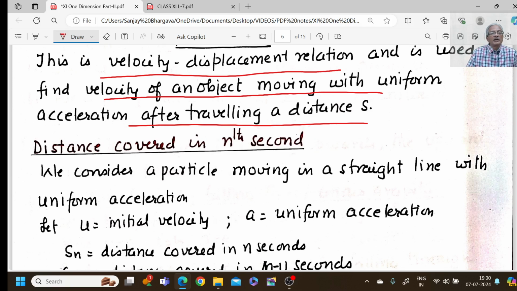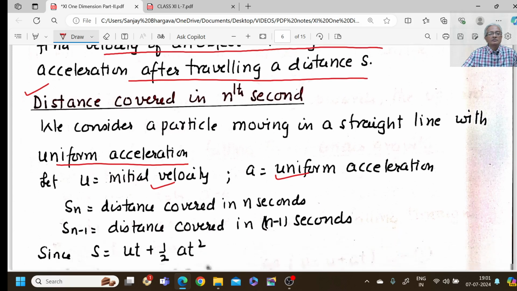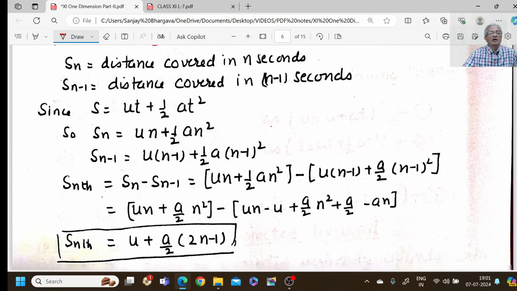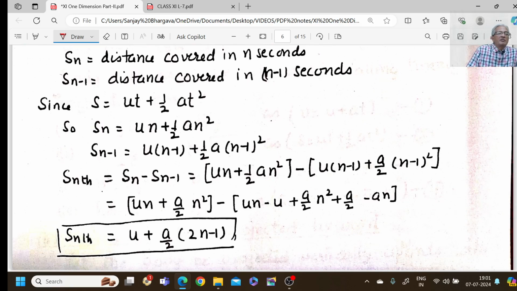Now another important relation is distance covered in nth second. Like we are faced with a question, what is the total distance traveled in the 5th second? Then we need an answer to it. For that, we'll derive a general relation to handle such situations. We consider a particle moving in a straight line with uniform acceleration. u would be initial velocity, a is the uniform acceleration, and what is Sn? Distance traveled or covered in n seconds, and Sn minus 1, distance traveled in n minus 1 seconds.